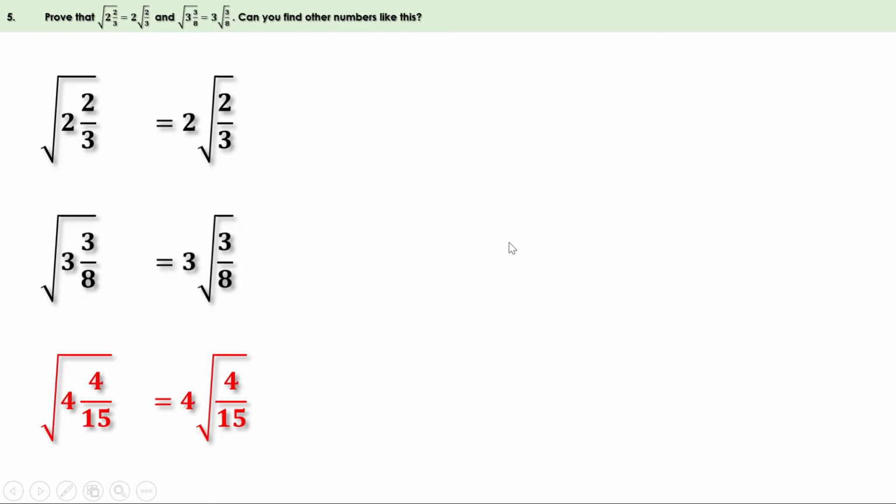Therefore, the next number is root of 5 by 24 equal to 5 root 5 by 24. Can you find the next number? When it is 6, the denominator is also 6 and the numerator is 6 square minus 1, or 35. Therefore, you can write root of 6 by 35 equal to 6 root 6 by 35. Like this, you can find more numbers.